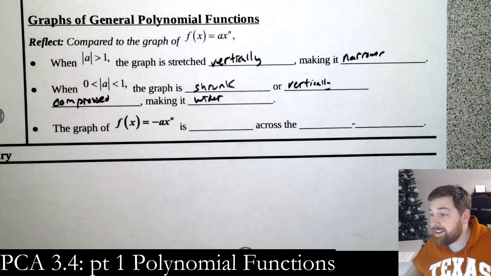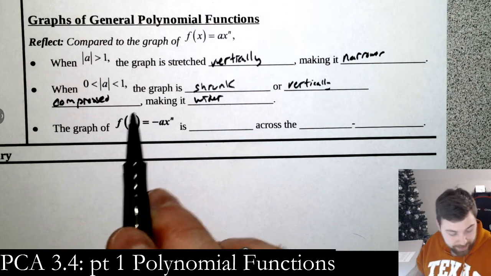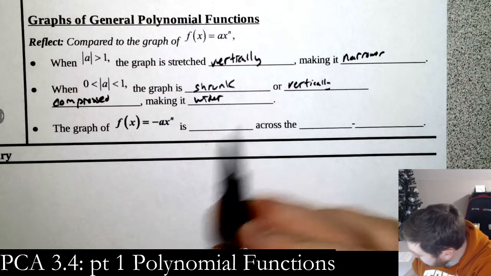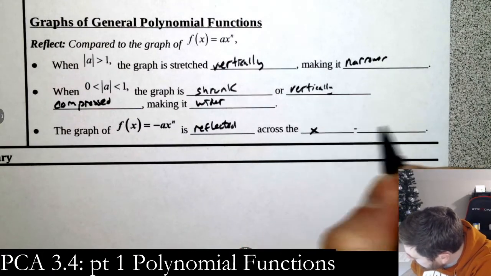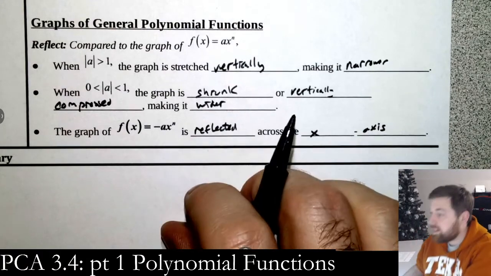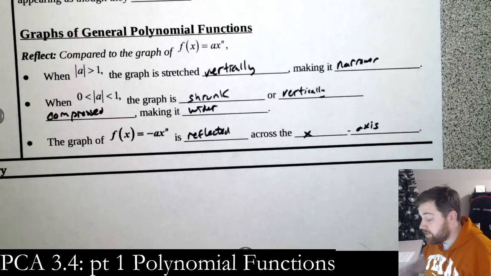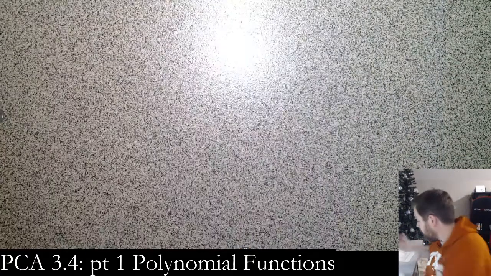Now, we're on to negative. That negative out front, okay, that is reflected across the x-axis. We've talked about that. Okay, and we've done all these transformations before. It doesn't change for the general polynomial at all. Okay.